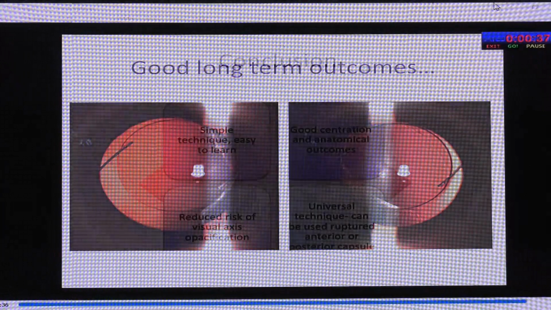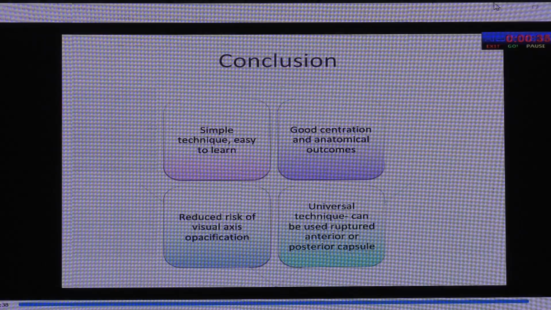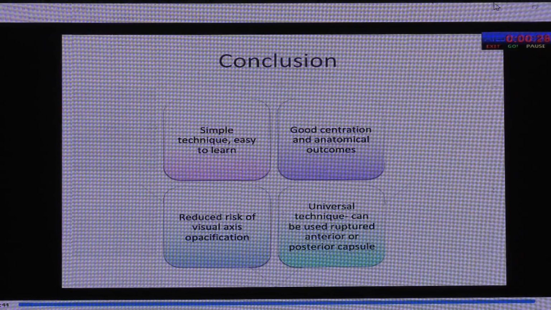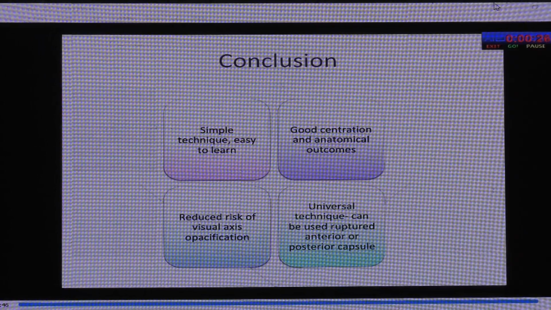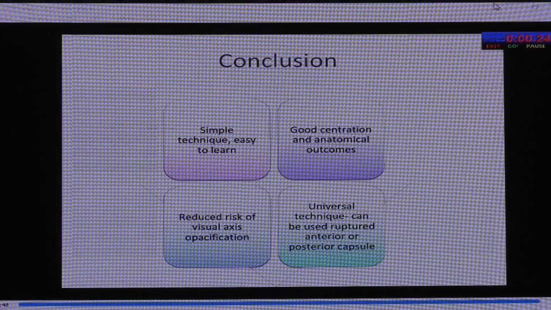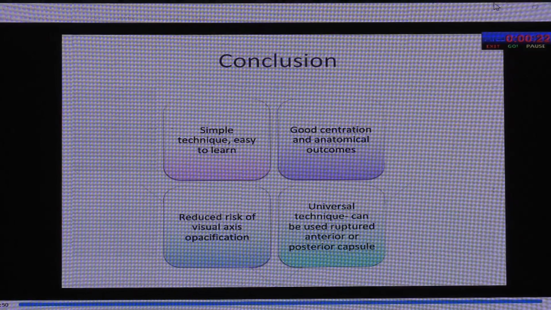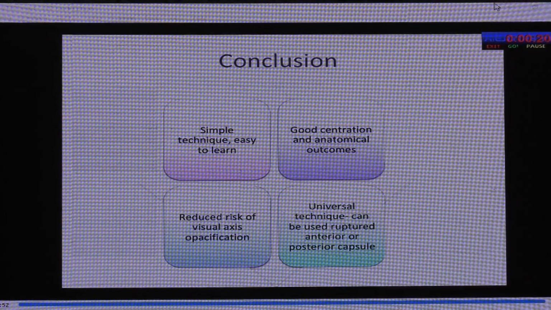To conclude, we would like to emphasize that it is a simple technique which provides good centration and reduces risk of VO formation. This can be used even in difficult scenarios such as ruptured anterior and posterior capsules, and hence serves as a universal technique for traumatic cataracts.